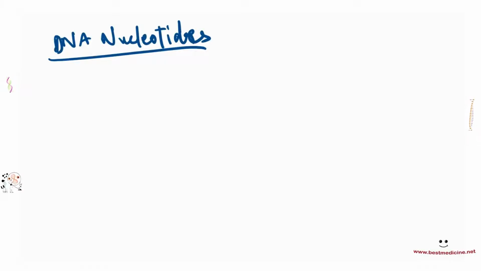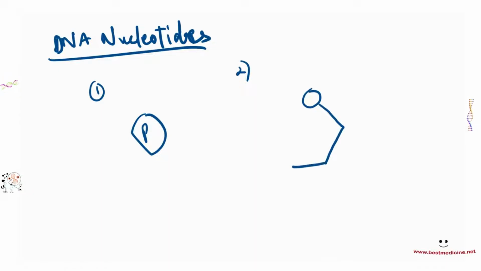Now remember, DNA is a biological polymer that is double-stranded and helical. Because it's a polymer, it must have monomers, right? And the monomers of DNA are called DNA nucleotides, okay? DNA nucleotides. DNA nucleotides are composed of three things, and you have to know these, okay? DNA nucleotides are made up of, number one, a phosphate. Number two, a ribose sugar.